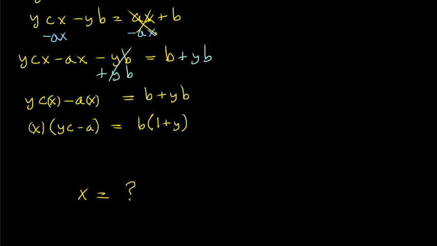And now we're really almost done, right? Because on the left side, x times yc minus a, we're solving for x, so all we have to do is the opposite of multiply, divide by yc minus a. But do it on both sides. Oh, sorry, yc minus a. Right. And so on the left side, yc minus a over itself is just 1. And there we go, right?